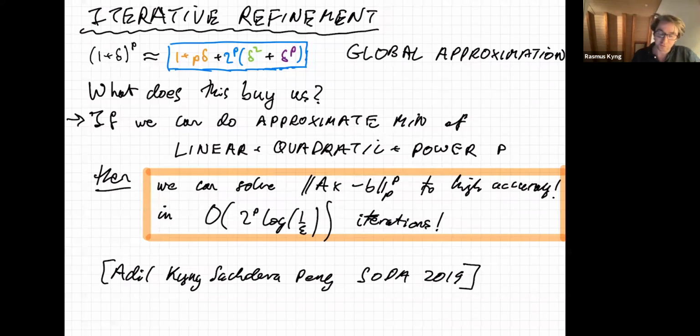Now there is this factor 2 to the p, which means that I can't take p to be infinity. So this wouldn't do infinity regression, p equals infinity, which would in turn solve what's called linear programs, because those turn out to basically be captured by infinity regression. And we don't get there. But for all constant p, this is a very fast approach, it seems. Except I haven't told you how to do an approximate minimization of this stuff yet. But this notion of iterative refinement was introduced by Diksha Adil and I, and Sushant Sachdeva and Richard Peng in a SODA 2019 paper.